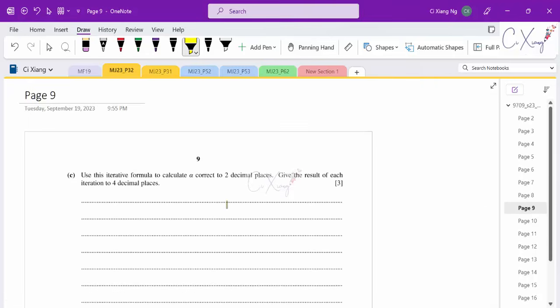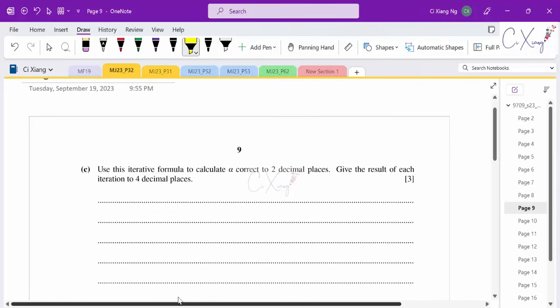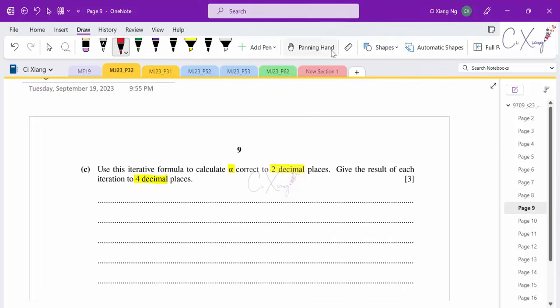So for part 3, part C, they are saying that by using the iterative formula to calculate alpha, correct to 2 decimal places, each iteration should be 4 decimal places. Okay, so I rewrite again the iterative formula. Our iterative formula is x equals 1 over 3, and then x plus 4 tangent inverse 1 over 3x. This is my iterative formula.